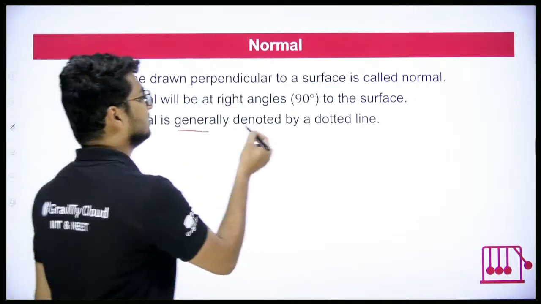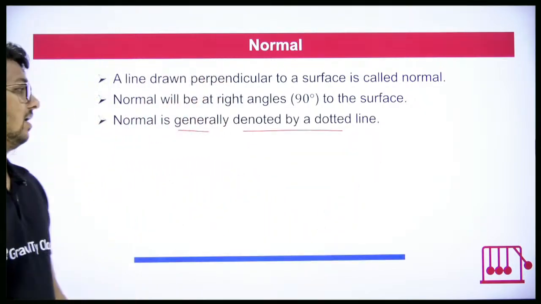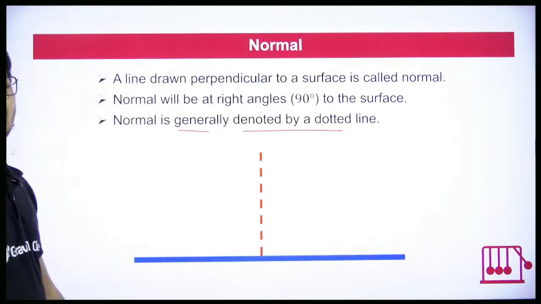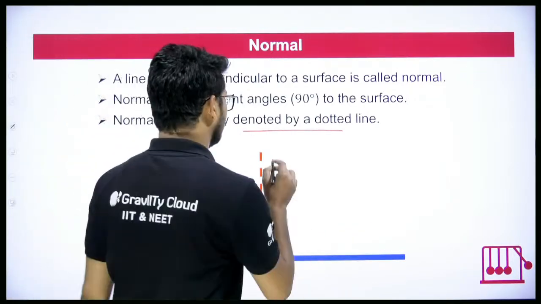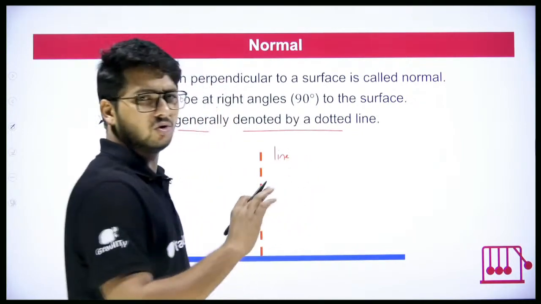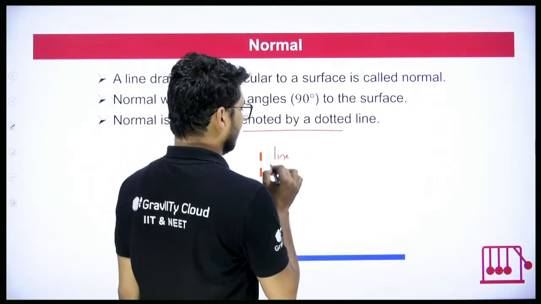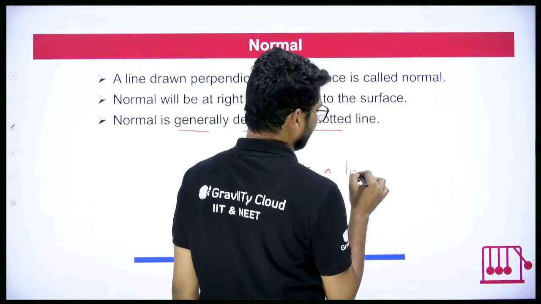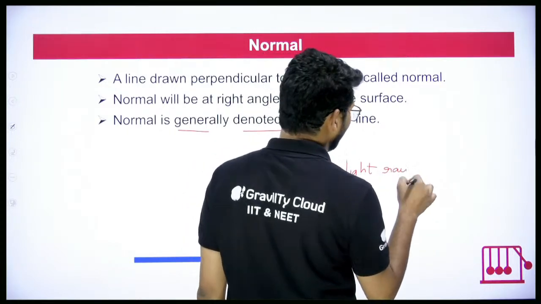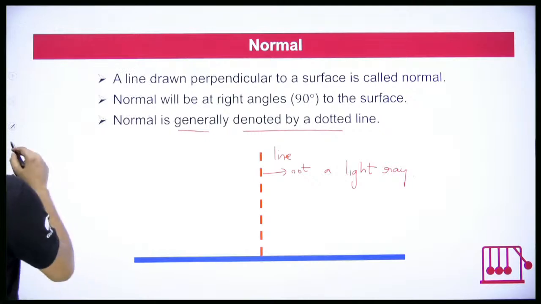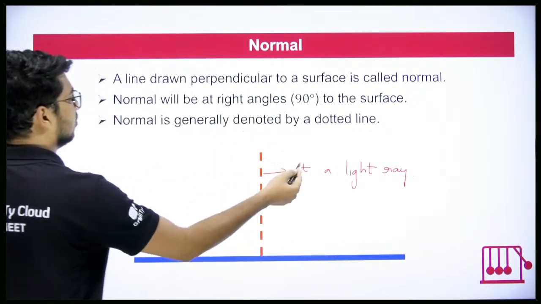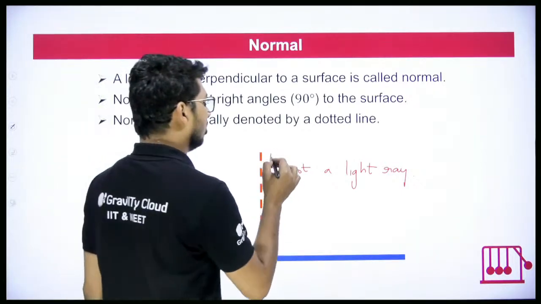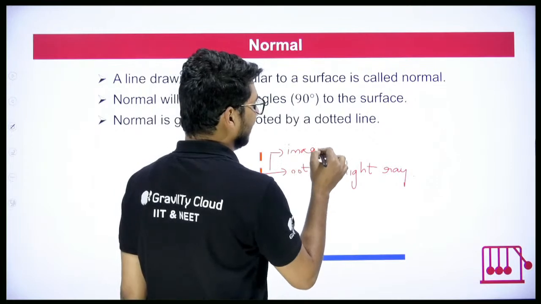And normal is generally denoted by a dotted line. So if this is a surface, for that we draw what? We draw a normal. So normal is just an imaginary line. It's a line, that's it. It has nothing to do with light. It is not a light ray. Very important. Many get confused with this. Many think that normal is also a light ray, but it is not.